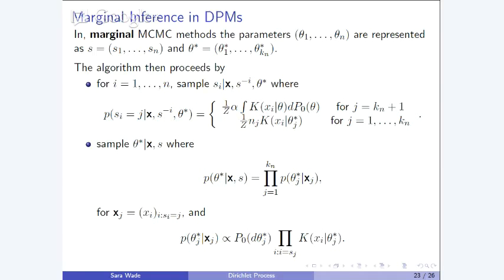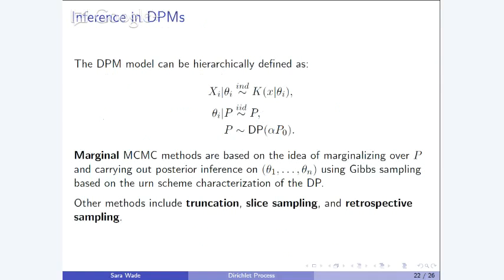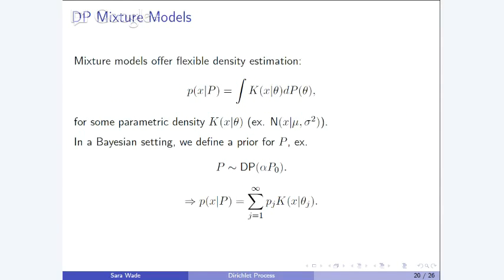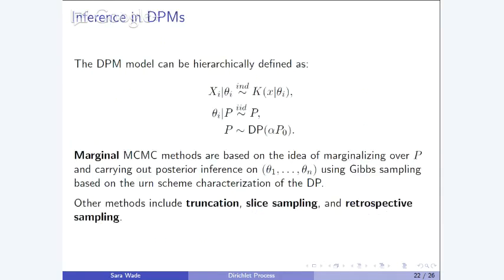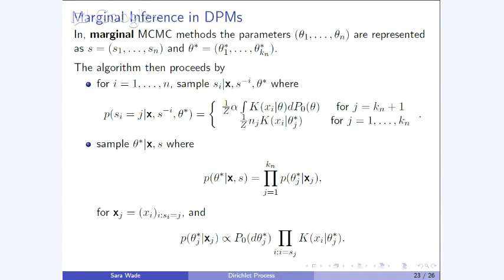So if this is a conjugate prior, say the model is what we had before, the normal, and theta is equal to the mean and the variance, then this is just a product of normals. And if we put the normal inverse gamma prior here for P0, we get the usual updates. These theta j's would just be samples from a normal inverse gamma with updated parameters.